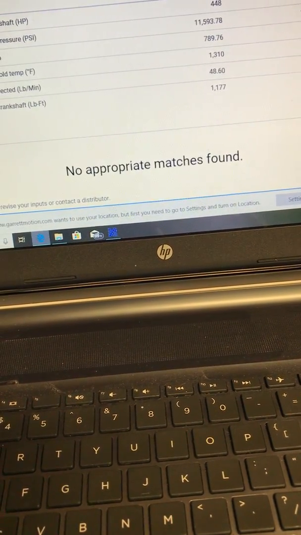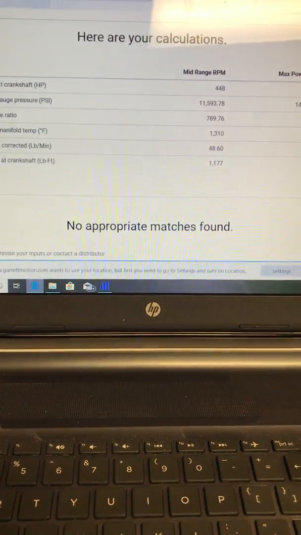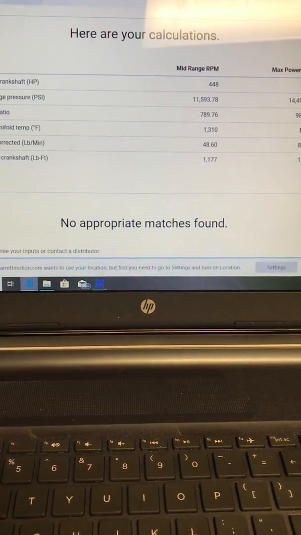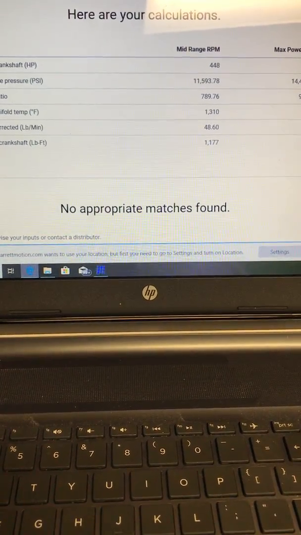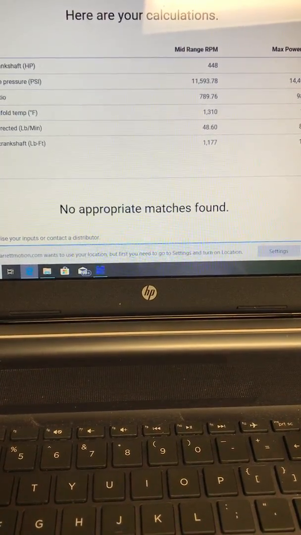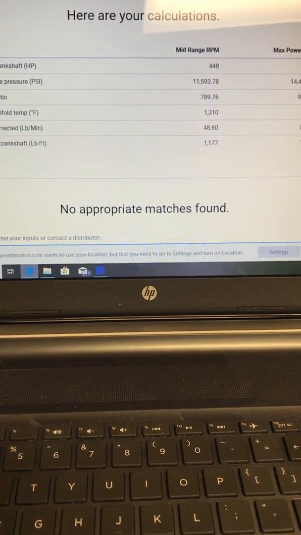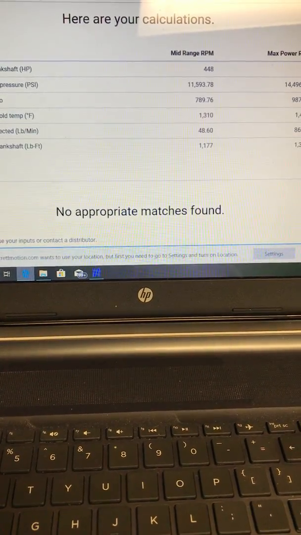Garrett, 86 pounds at, why is this saying a 987 pressure ratio? Something's weird here.